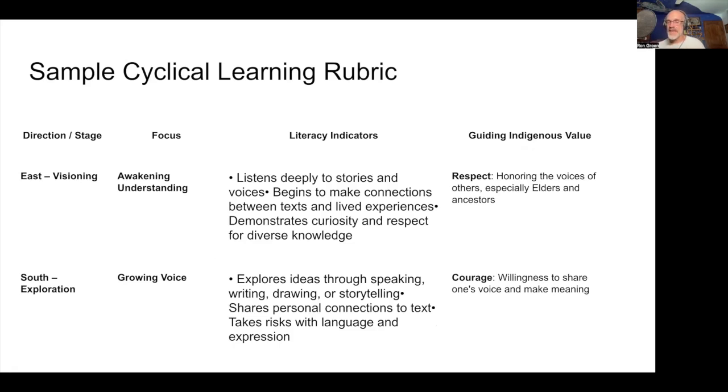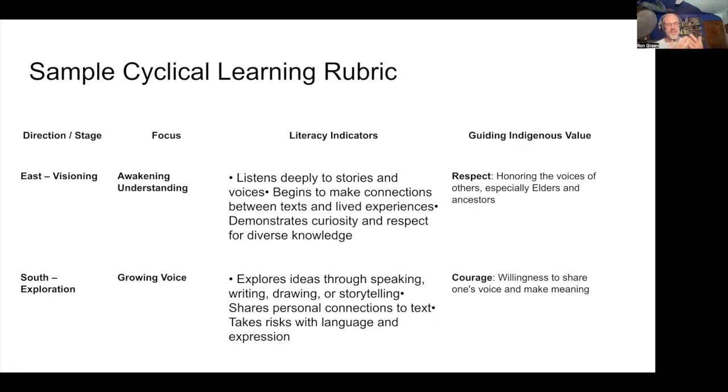The focus is awakening or understanding. The literacy indicators for this are that they listen deeply to stories and voices, that the learner begins to make connections between texts and lived experiences, and that they demonstrate curiosity and respect for diverse knowledge. Right? Our guiding indigenous value here is respect, honoring the voices of others, especially elders and ancestors. You see?